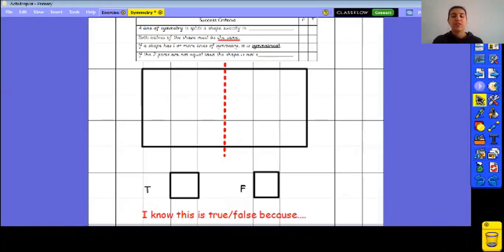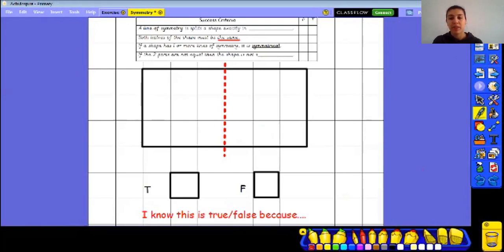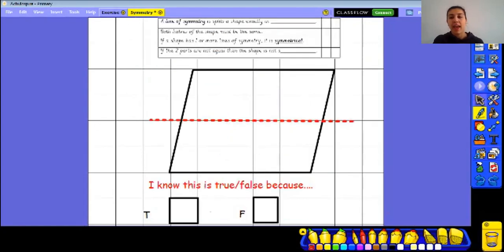Well, if I was to fold my rectangle in half along that line, would my two halves be the same? Would they match? Well, they would. I could see that this is 1, 2, 3 squares away, and this is 1, 2, 3 squares away. I could tell that if I folded them over, they would be equal. So this is true. Well done if you said that.